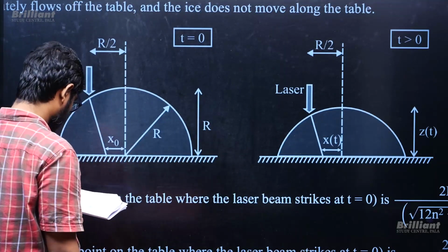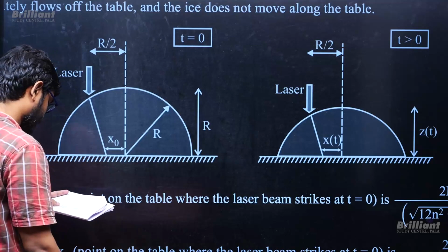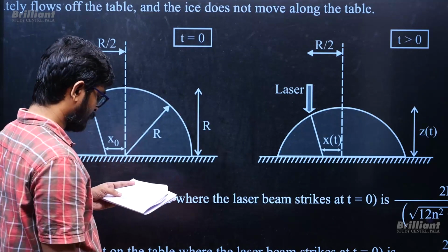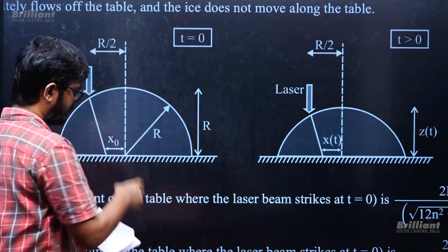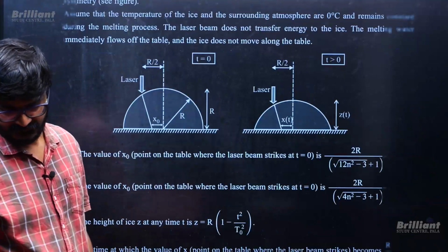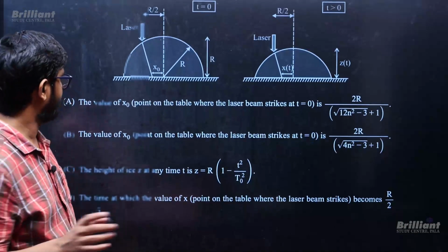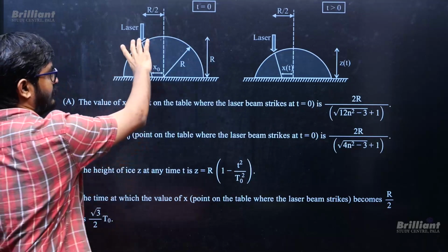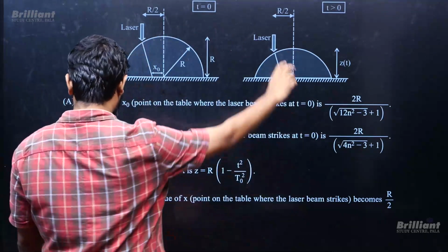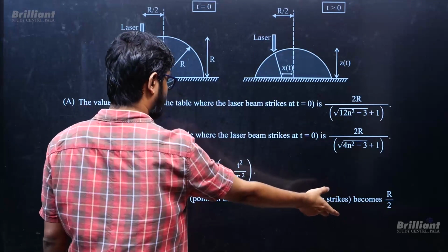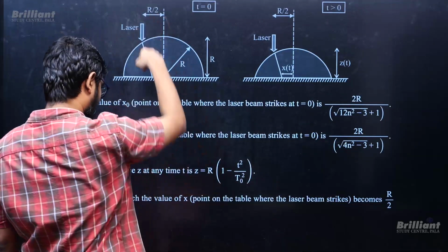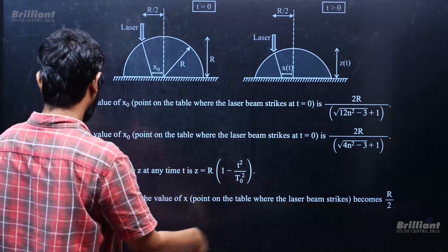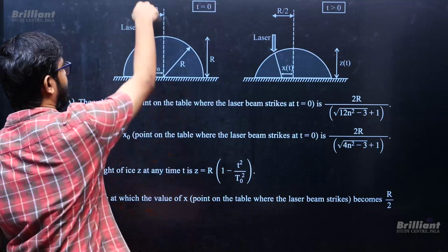The melting water immediately flows off the table and the ice does not move along the table. It is moving only vertically downwards. So we need to find the value of x0 where the laser beam will strike, and the height at any time is going to reduce. So at any time we need to find this height, and at what time the laser beam will be hitting at r by 2. So it is coming at r by 2.